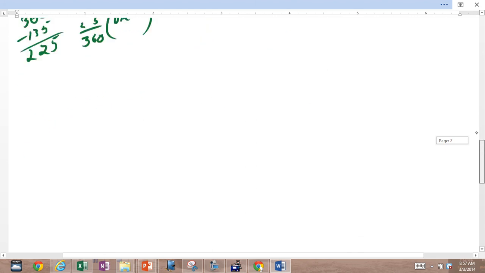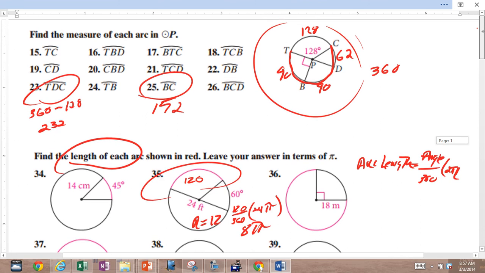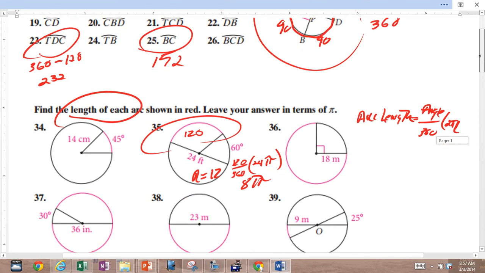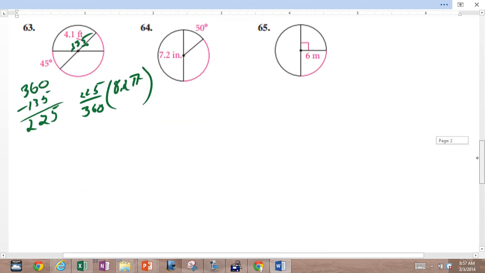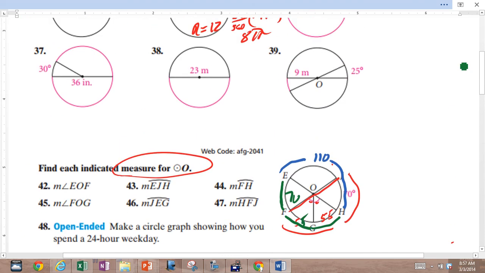So that's a review of some of the problems that were assigned to you in section 7.6. Just follow my lead on the ones I've done, and you should be able to complete the rest of them. There you have it.